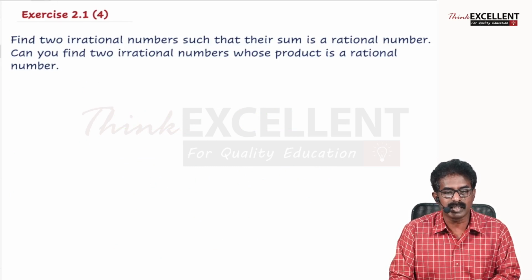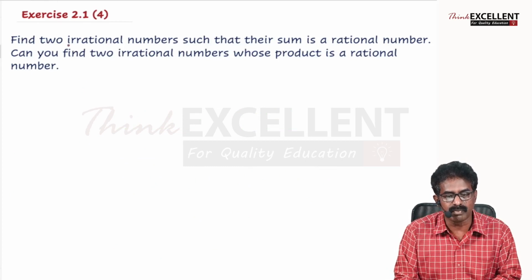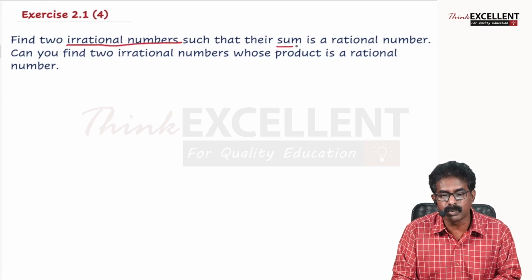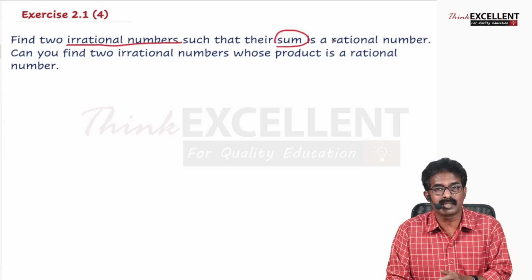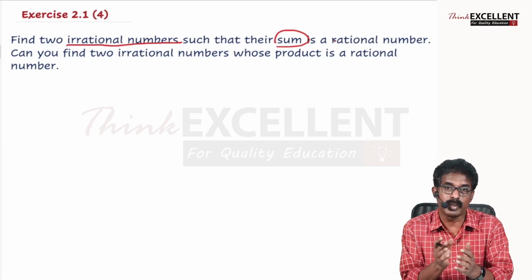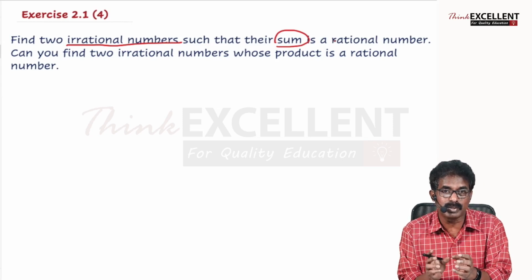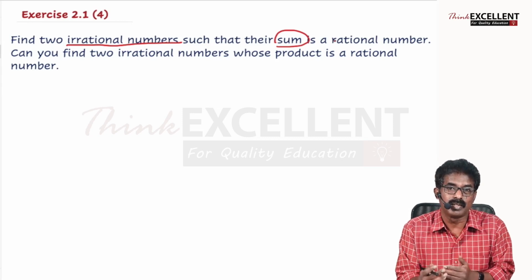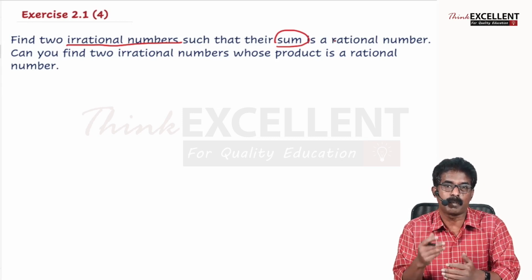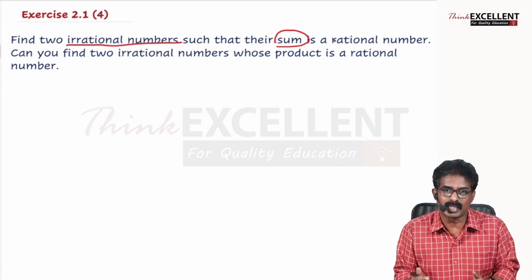Find two irrational numbers. Again, listen to the question very carefully. Find two irrational numbers such that their sum, now we have to add, is a rational number. So take irrational numbers such that when you add, the irrational part must get cancelled. That means the irrational part is the same number but with a different sign. If I take minus root 3, you take plus root 3. So when you add, it will get cancelled, right?